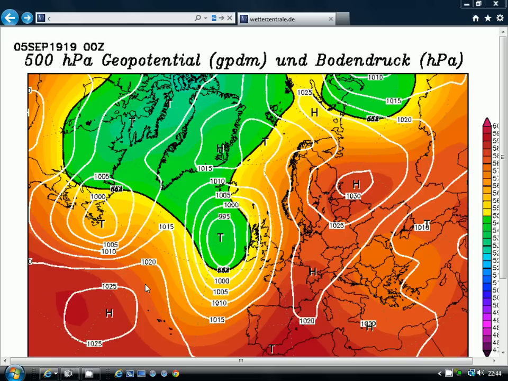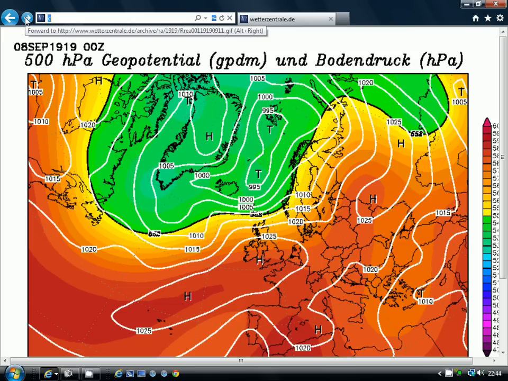So this is the 5th of September 1919. We've got low pressure out to the west, high pressure to the east. We're bringing up this southerly wind, very warm. But as we go on through the early part of September 1919, it actually gets even warmer. There's the Azores high building in. The jet stream is pushed northward, so warm and dry and sunny.